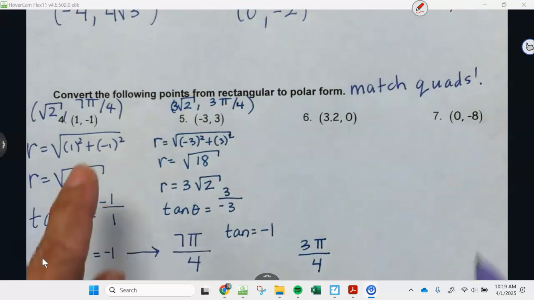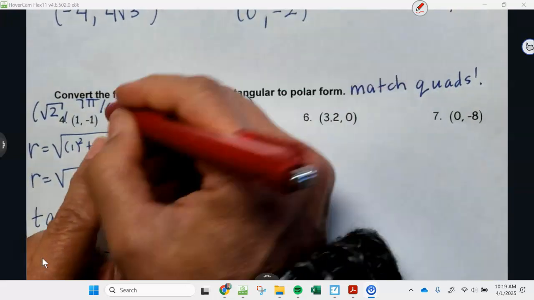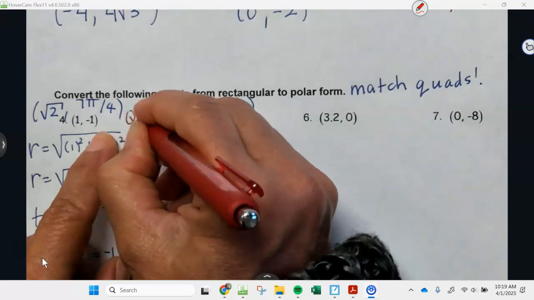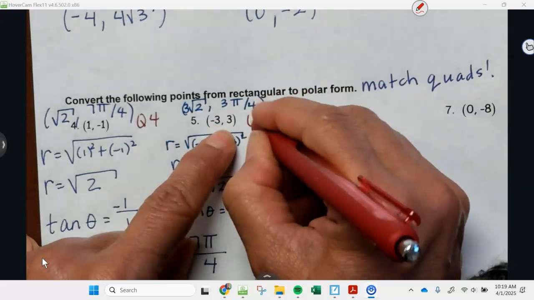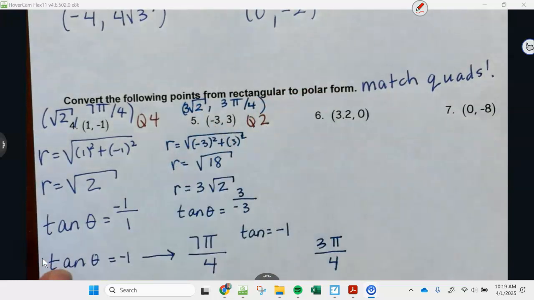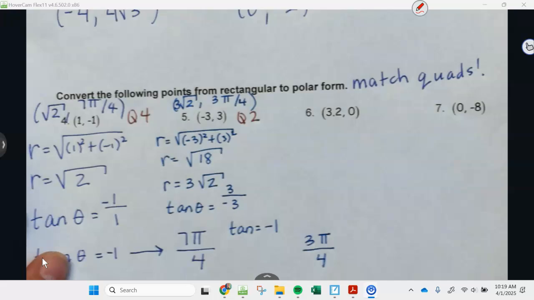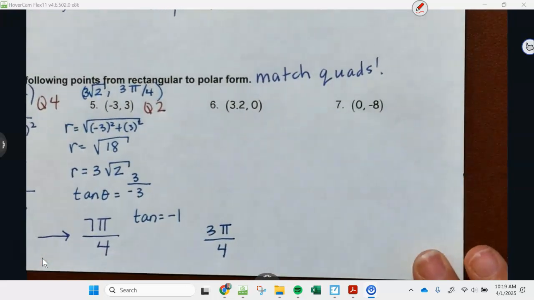All right, so just a reminder, it was a quadrant match. We knew this was in quadrant 4. That's why that's 7 pi over 4. We knew this was in quadrant 2. That's why that's 3 pi over 4. But look at numbers 6 and 7. Those aren't even in quadrants.